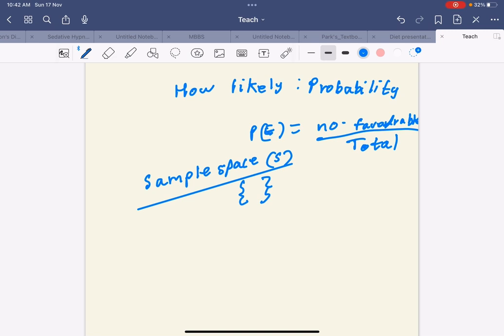And secondly, when we talk about probability, the maximum probability P of E, when you take an event and also add its complement, that is when the event is not happening, the maximum you can get is 1. So every probability should be less than or at most equal to 1. It should not be more than 1. 1 is 100%.